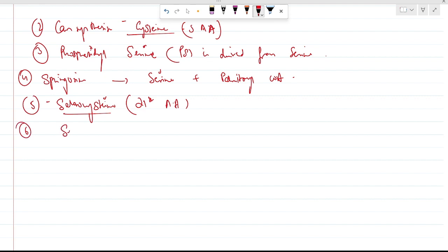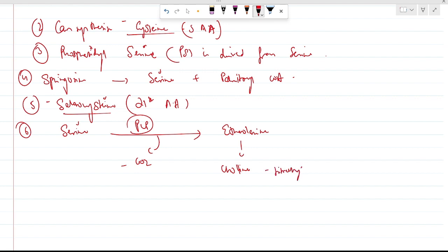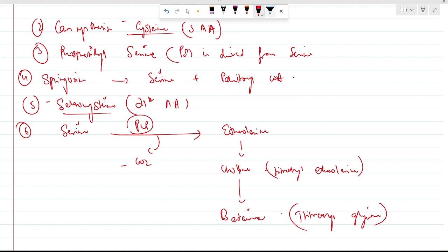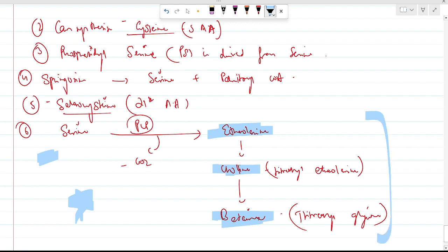Now from serine, decarboxylation, CO2 is removed, and this step requires PLP. Ethanolamine is formed. Ethanolamine is converted to choline, which is trimethyl ethanolamine. Choline is formed from ethanolamine, and from choline we have our betaine. Betaine is our trimethyl glycine. This is how ethanolamine, choline, and betaine are involved in serine metabolism. This is an important reaction here. You need to remember this. It is asked a lot of times in entrances.